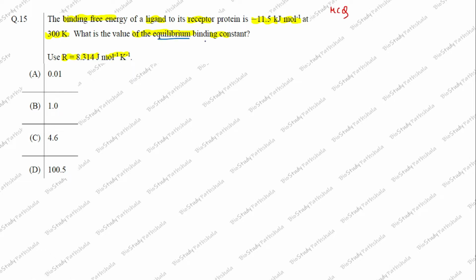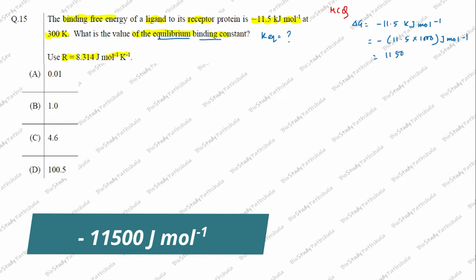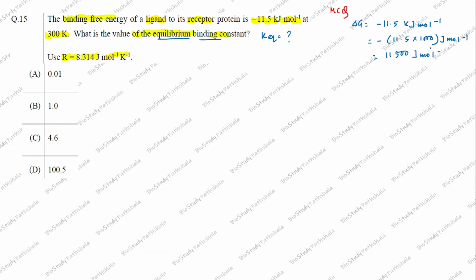So the demand of this question is equilibrium binding constant value. So we have to figure out K EQ value. In this question the data given is delta G value equal to minus 11.5 kilojoule mole inverse. If we want to convert this value in joule, 1000 should be multiplied, that is 11.5 into 1000 joule mole inverse. So the value will be 11500 joule mole inverse. Temperature is given, that is 300 Kelvin.